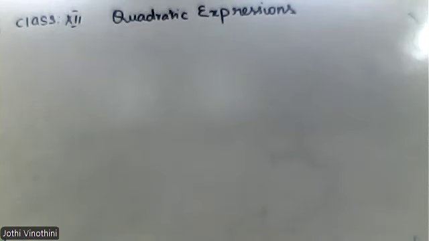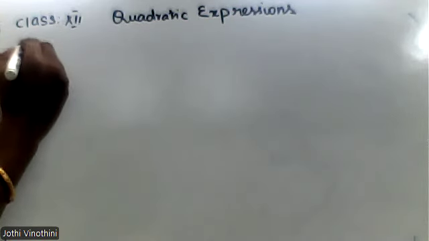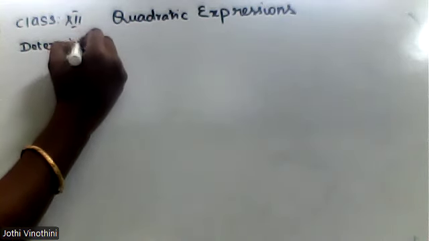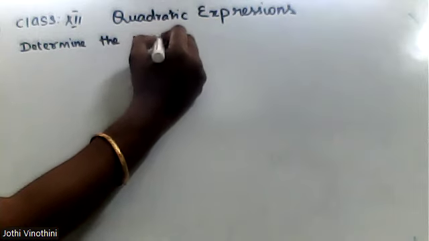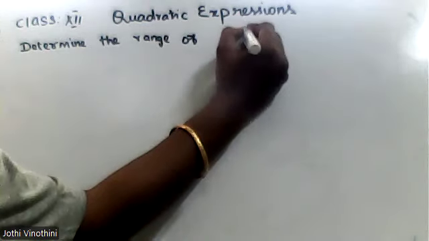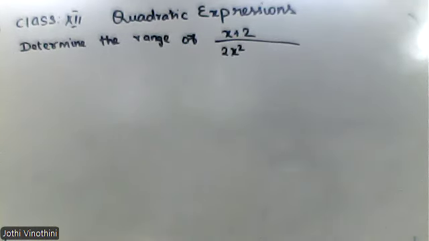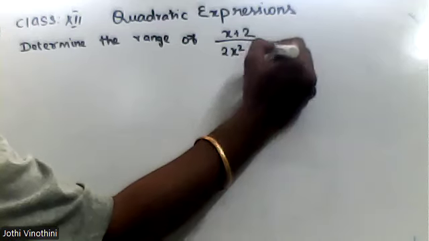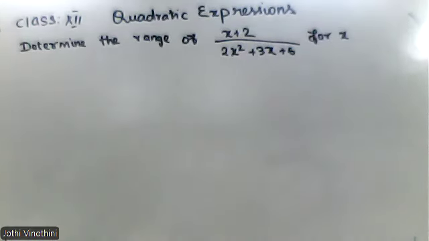Okay. So first I am going to write the question. The question is, okay. So today we are going to solve this sum first. Determine the range of (x + 2) divided by (2x squared + 3x + 6), for all values of x belonging to real numbers.